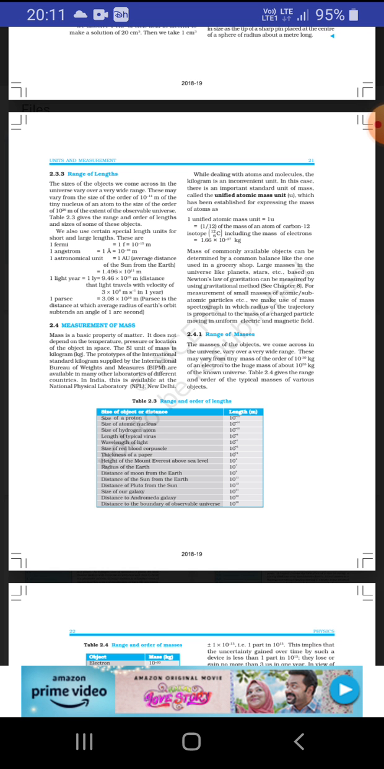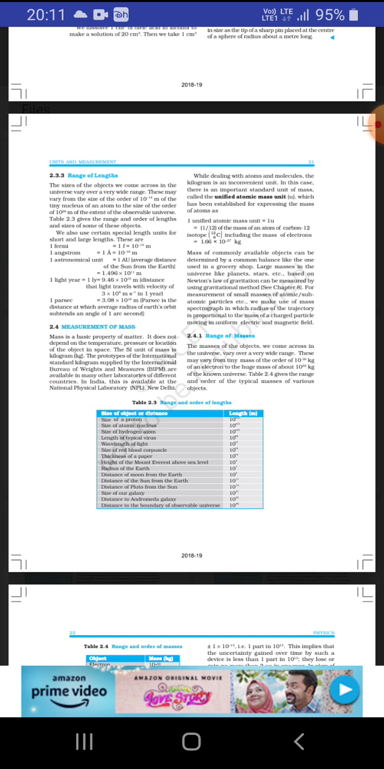It is used to express the mass of an atom, let us take it as 1 u, or 1 unified atomic mass unit. So we take 1 by 12 of the mass of a carbon-12 atom. Therefore, 1 u is about 1.66 into 10 to the power minus 27 kg. You will learn more in your gravitation chapter, the 8th chapter. I will explain that chapter also.